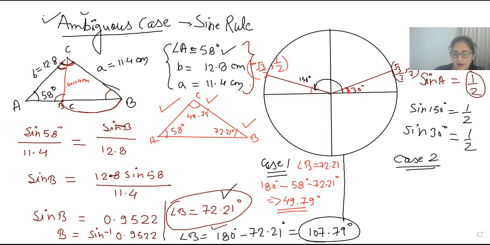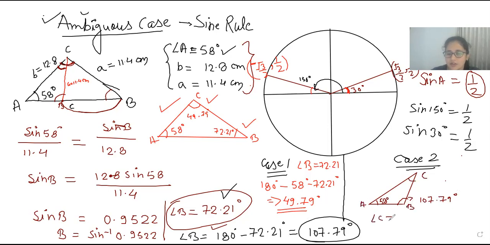angle B, which you already found, is 107.79 degrees. That means an obtuse angle. So draw a triangle here where angle A is 58 degrees and angle B is an obtuse angle. So your triangle will be something like this. So here this is 58 degrees and this is 107.79 degrees. So now you can find the value of C.